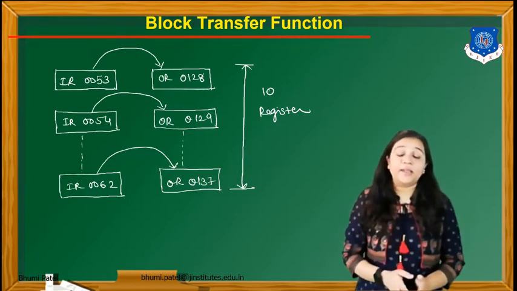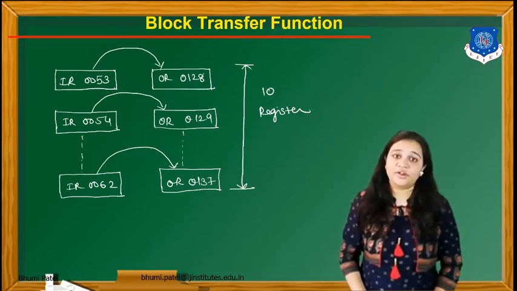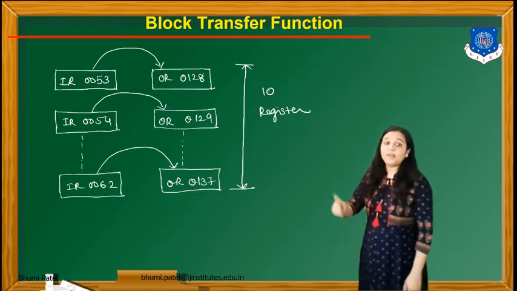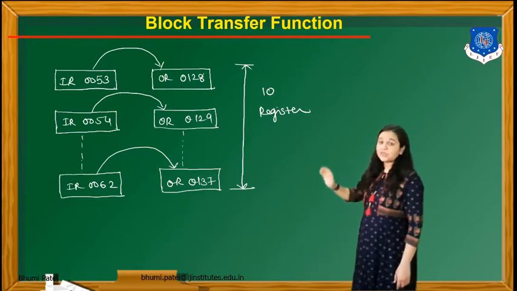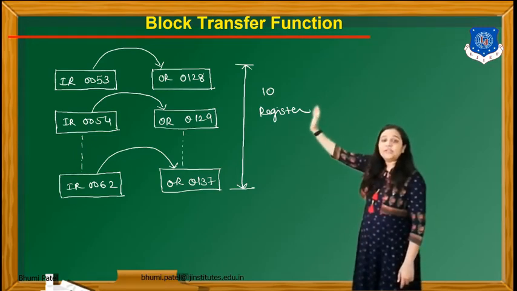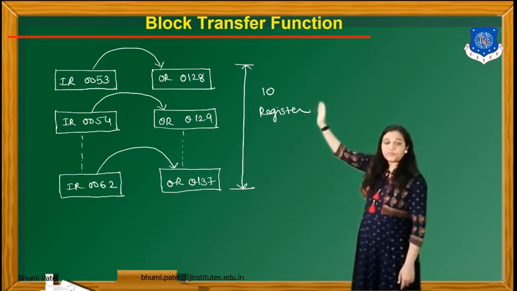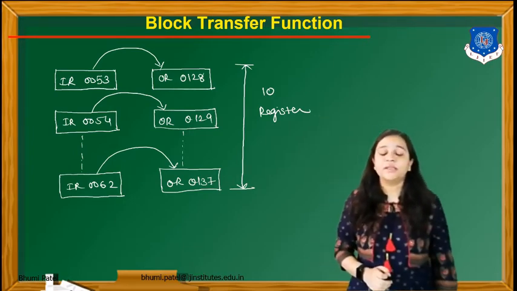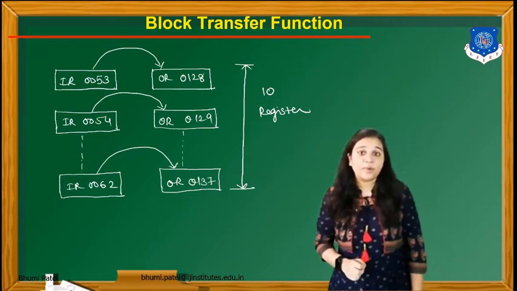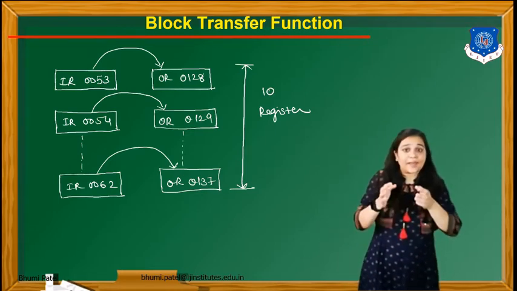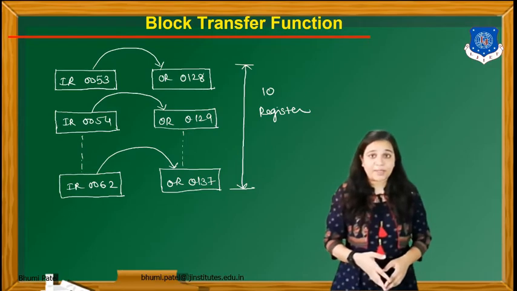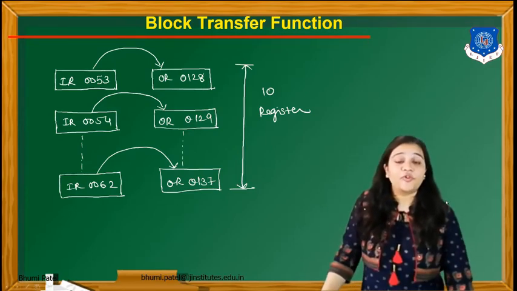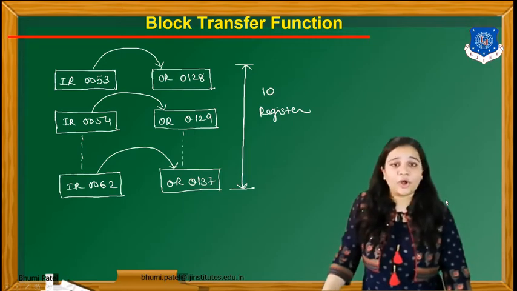For that we have to use the block transfer function. In the move function we can transfer only one register. That means IR 0053 is my source address and OR 0128 is my destination address. But if we have to transfer 10 registers at the same time, we have to use the block transfer function. So what is the ladder diagram for the block transfer function?